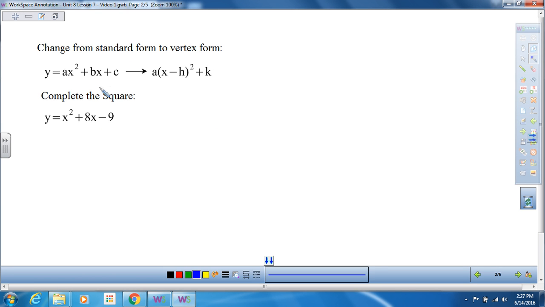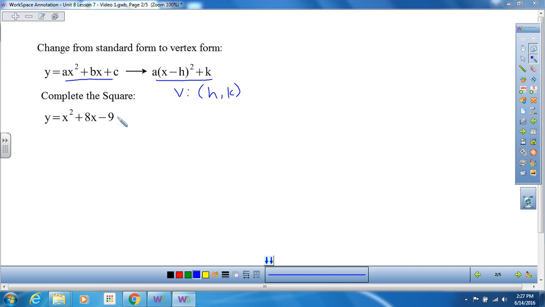Okay, so we're going to change from Standard Form to Vertex Form. Because remember, when it's in Vertex Form, you find your vertex right from there, and then it's easy to graph. So we're going to complete the square, and we're going to do this the same way that we did when we were solving. Remember, when we were solving, there was a 0 over here. So instead of 0, we have y, but the process is still going to be the same.